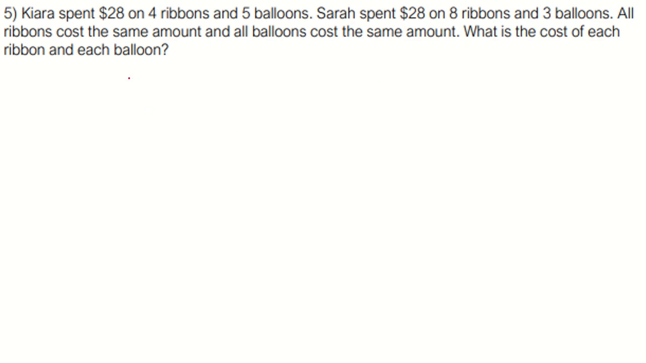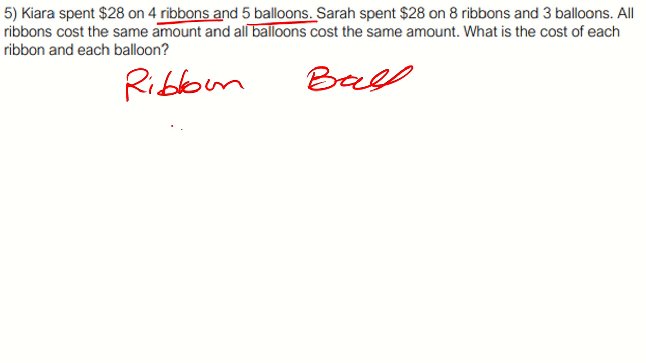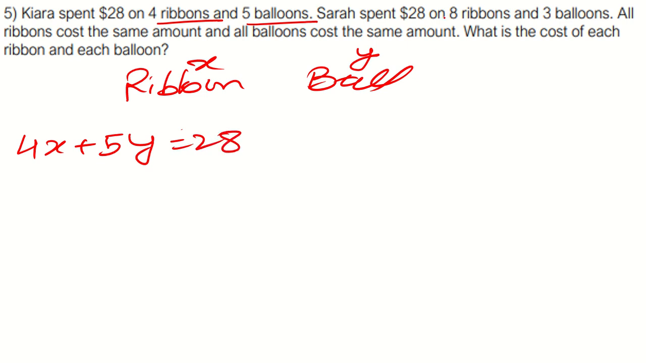Okay. Kyra spends $28 on 4 ribbons and 5 balloons. You see, there are two things, ribbons and balloons. So I am taking ribbon as x, balloon as y. So first equation will be 4x plus 5y is equal to 28. Sarah spent 28 on 8 ribbons, means 8x, and 3 balloons, means 3y. Then what we have to do? We have to find the cost of each ribbon. Okay. So we have to find x and y.